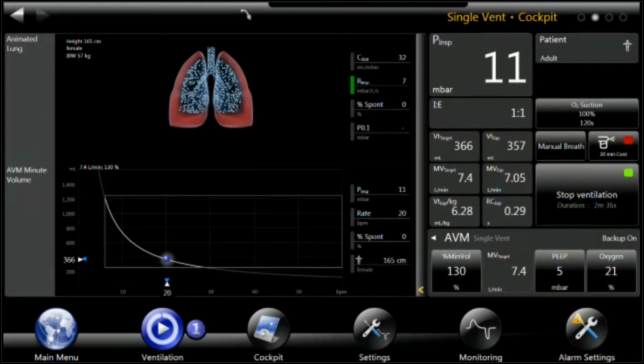So now I'm changing the lung condition of the patient, and then some other things will change. I decrease the compliance of the patient. You will see that there will also be a change.